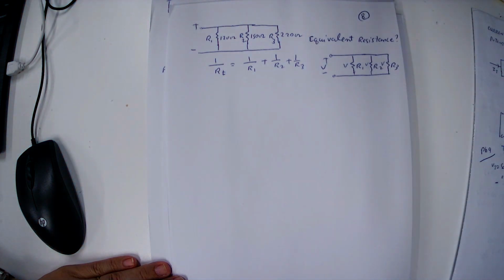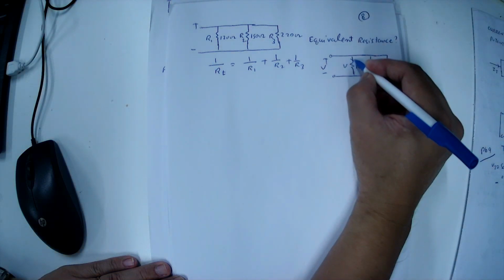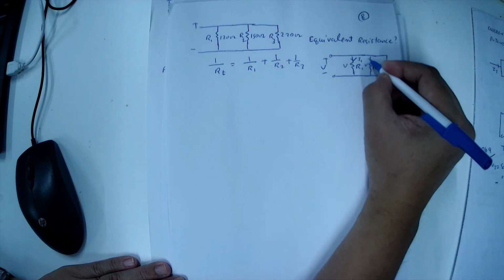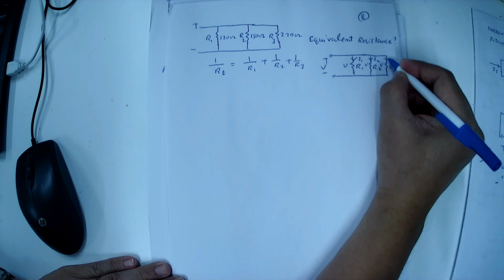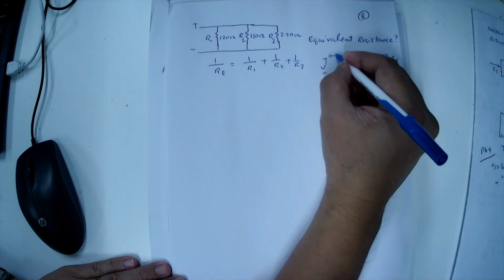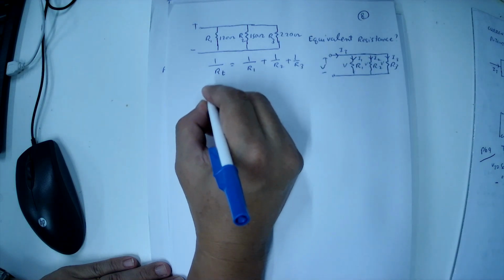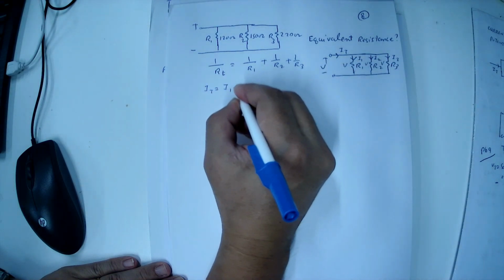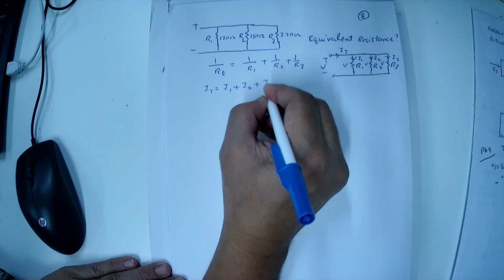And the resistors are also drawing the electrical current. The current in R1 is I1, the current in R2 is I2, the current in R3 is I3. I1, I2, I3 are the currents flowing into the resistors R1, R2, and R3. So if you connect these resistors in parallel, the total supply current is IT. IT equals I1 plus I2 plus I3.